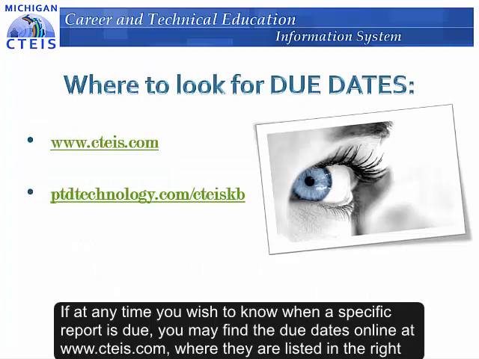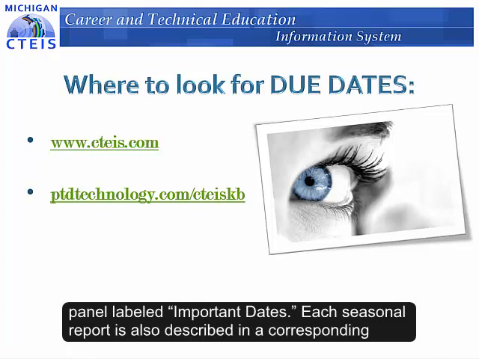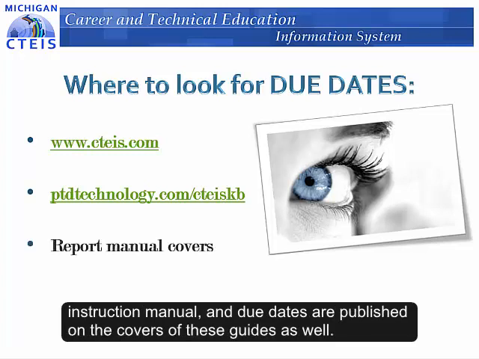If at any time you wish to know when a specific report is due, you may find the due dates online at www.cteis.com, where they are listed in the right panel labeled Important Dates. Each seasonal report is also described in a corresponding instruction manual, and due dates are published on the covers of these guides as well.